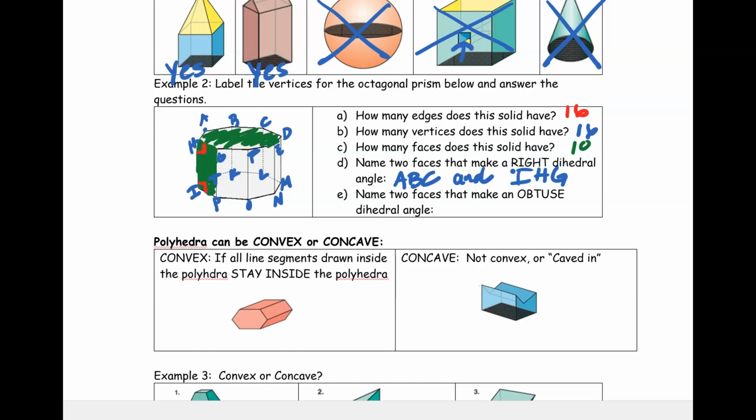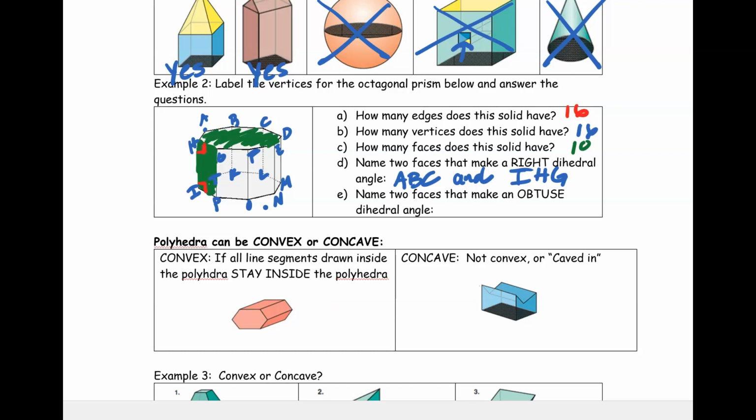And again, that's just one possibility. I could have said G, P, I would be another one. As long as you have 3 points that are on the plane, then that works. And again, this isn't the only combination. Any of these sides with the top or the bottom would work for D.